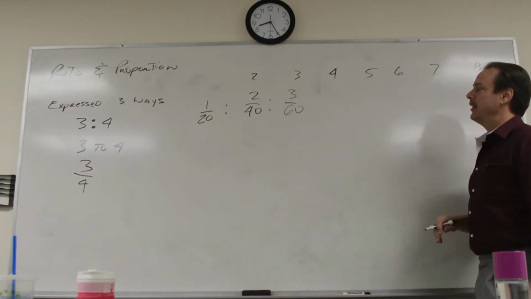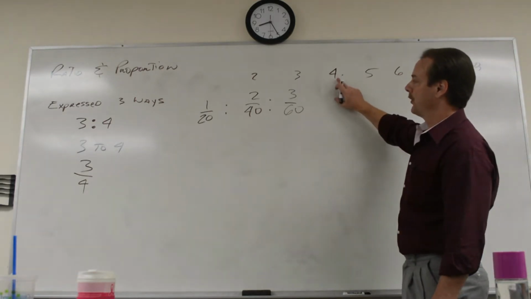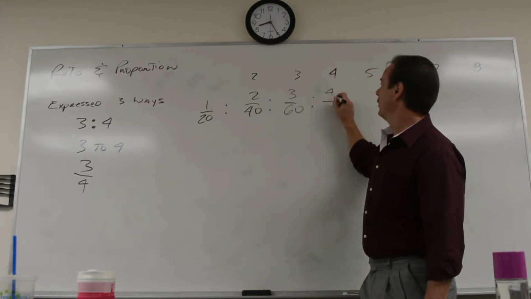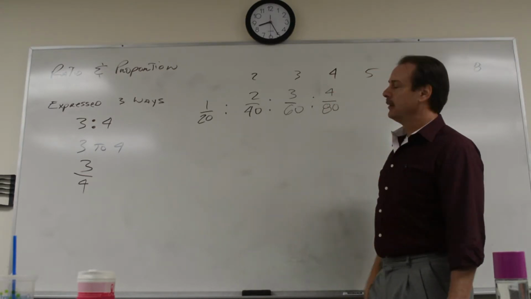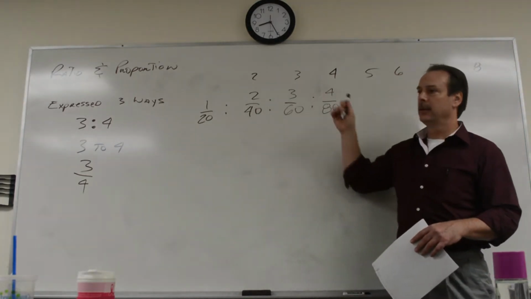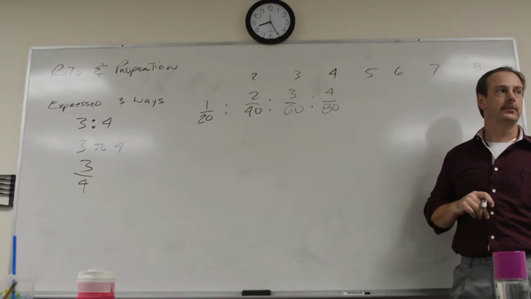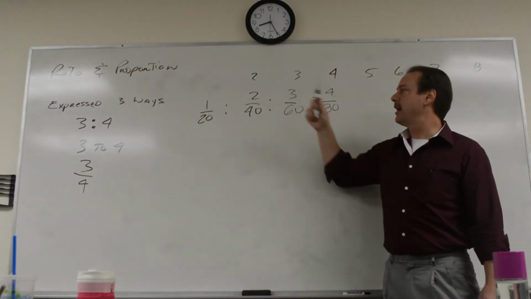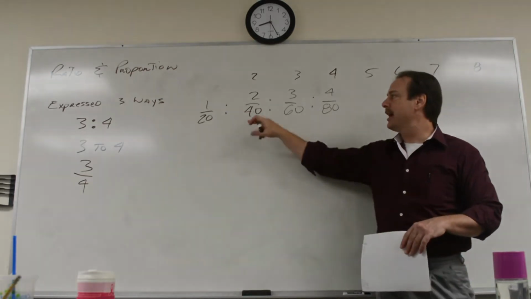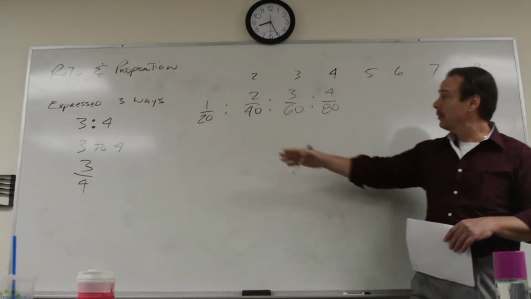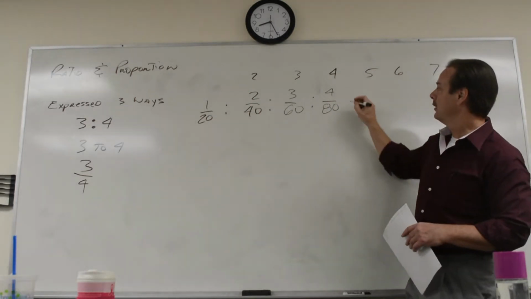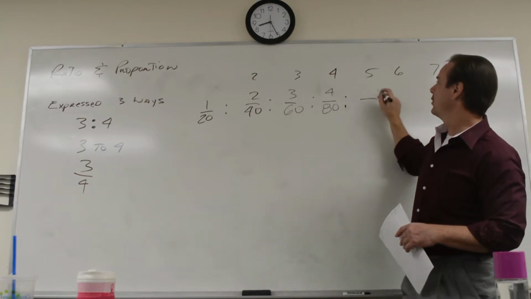Let's say I wanted to expand this up to the 4th multiple. It'd be what? 4 over 80. Now before we go on, let's look. What do we notice? Is there a relationship here? These are progressively increasing by 1. So when the numerator increases by 1, what does the denominator increase by? 20. Isn't that the same as this ratio here? Wow. Okay.